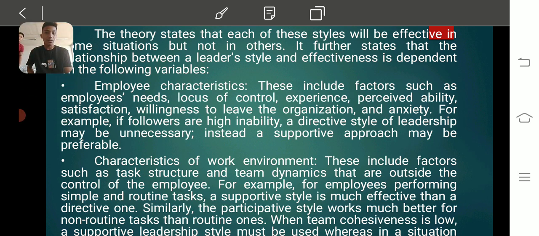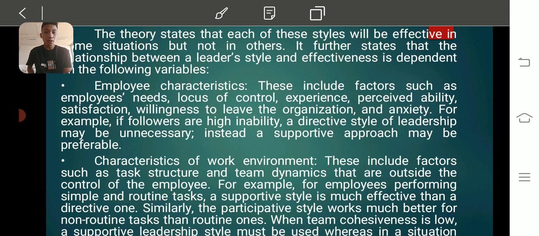Employee characteristics. These include factors such as employees' needs, locus of control, experience, perceived ability, satisfaction, willingness to leave the organization, and anxiety. For example, if followers are high in ability, a directive style of leadership may be unnecessary. Instead, a supportive approach may be preferable.